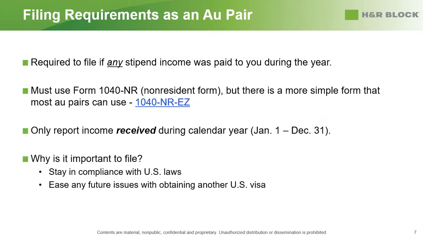You are required to file a U.S. tax return if you are paid any stipend income during the 2019 calendar year. To report this income, you need to obtain a 1040 NR-EZ tax form. This is the form that is used by non-resident taxpayers. It is very important that you use one of the NR forms and not the typical 1040 tax form.